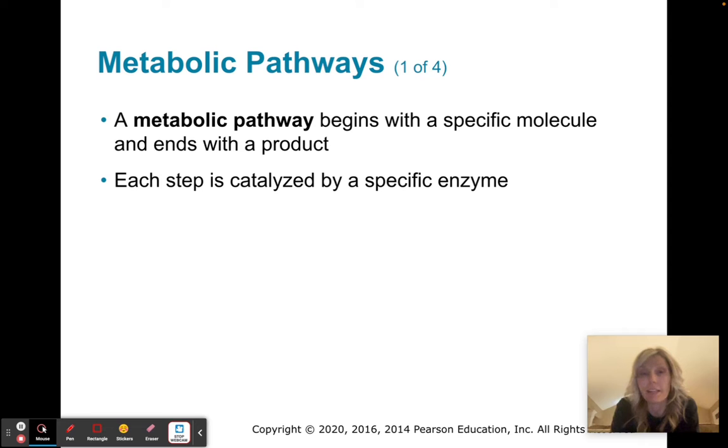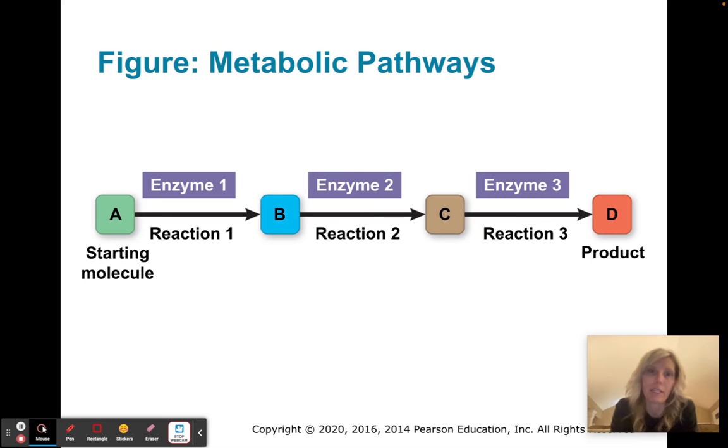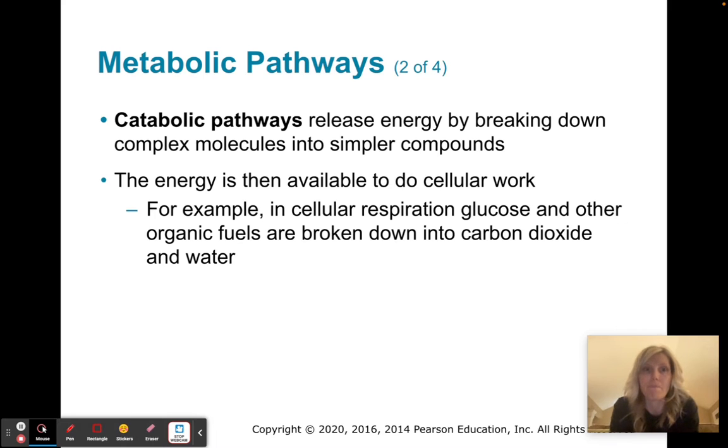In an example of a metabolic pathway, you might see multiple reactions, and each reaction would be catalyzed by an enzyme. This figure is showing that you'll have the starting molecule or reactant, and you'll have this final ending product D. But along the way, there are certain enzymes that speed up reaction number 1, reaction number 2, and reaction number 3.